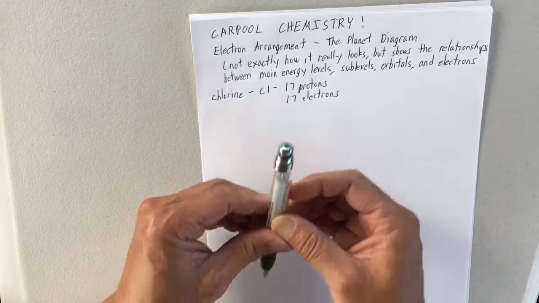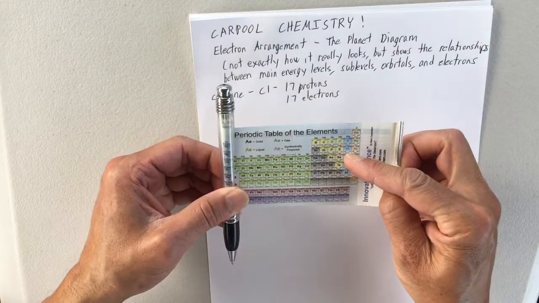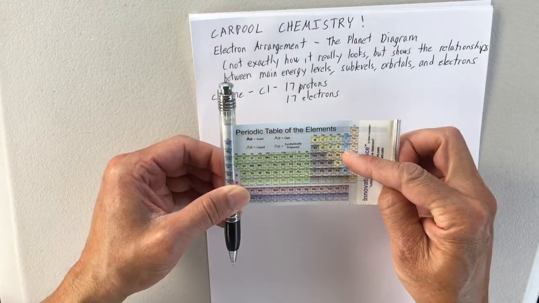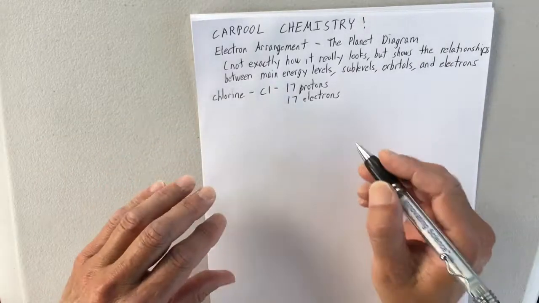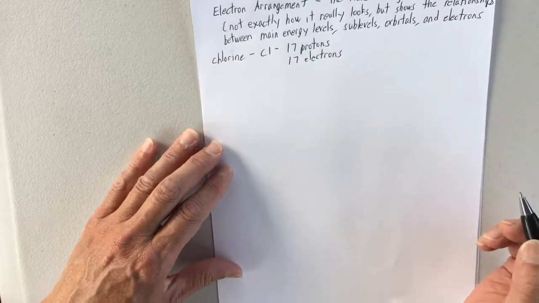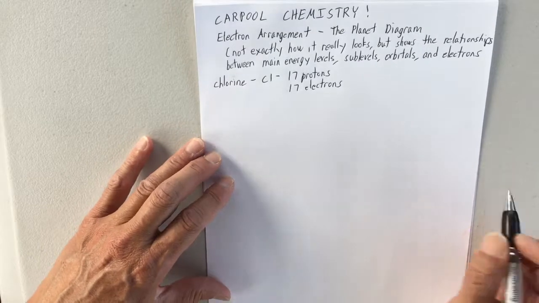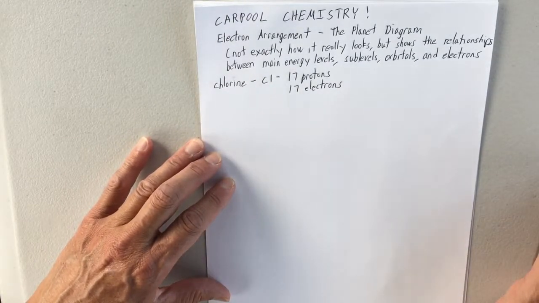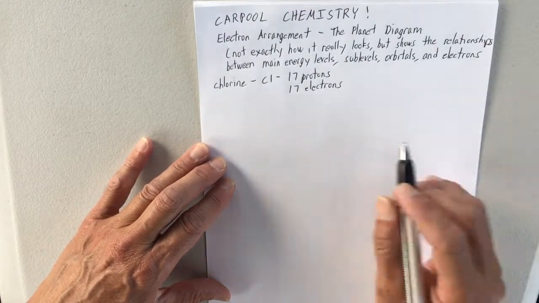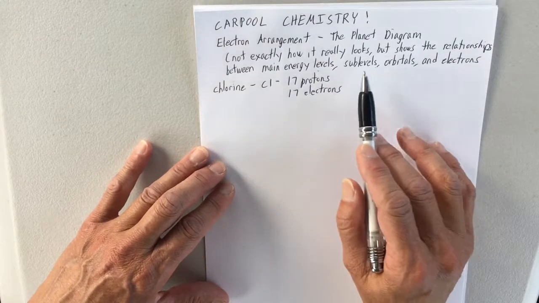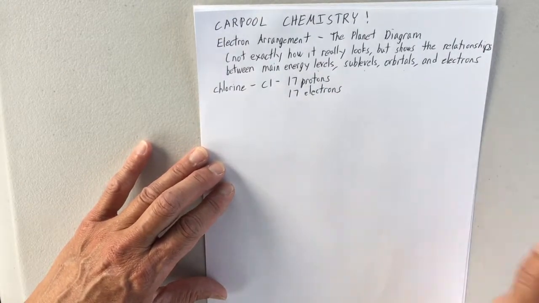Chlorine, as you know from our periodic table, has 17 protons since its atomic number is 17. It also means it has 17 electrons. So how are these 17 electrons arranged around the nucleus? Well, they're arranged in main energy levels, sublevels, orbitals, and electrons.